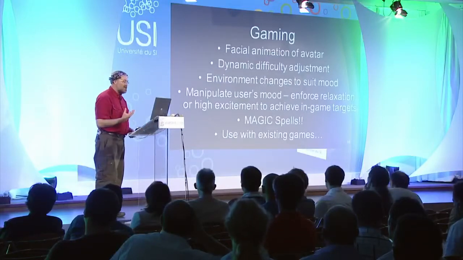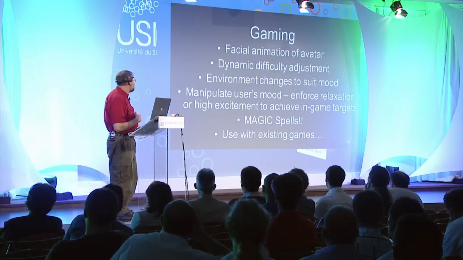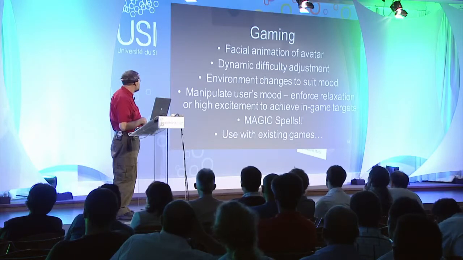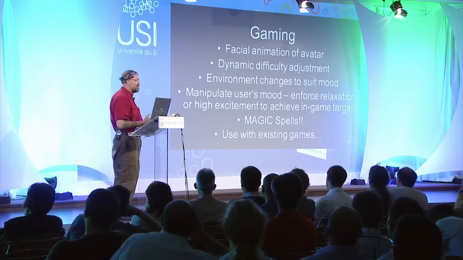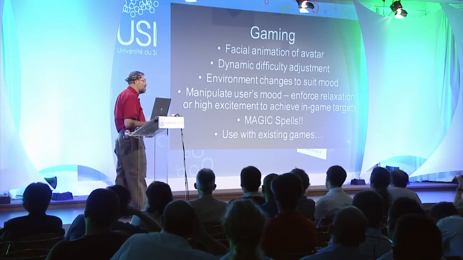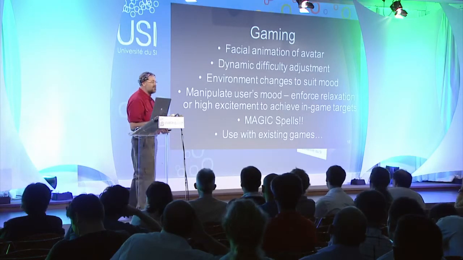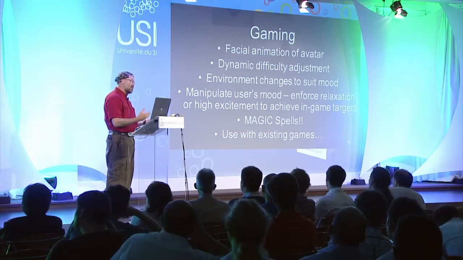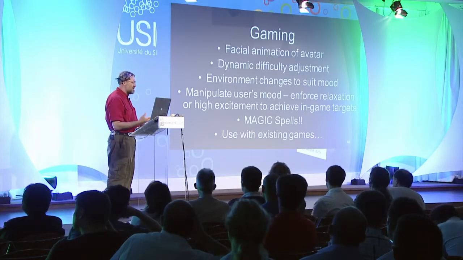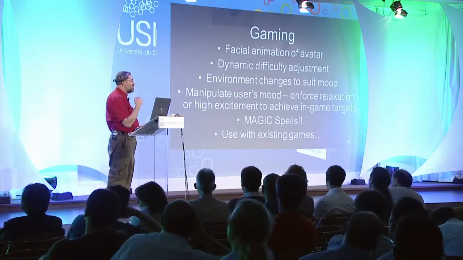So what can we do with this thing? You've seen a couple of examples already. In gaming, we can do things like animate a character, as you saw. We can do things like adjust the difficulty of the game dynamically, so we can detect when people are getting frustrated, when they're getting bored with the game. We can basically make the game more reactive to them so that they're not overly challenged and they're not also bored. Or you can play with them.